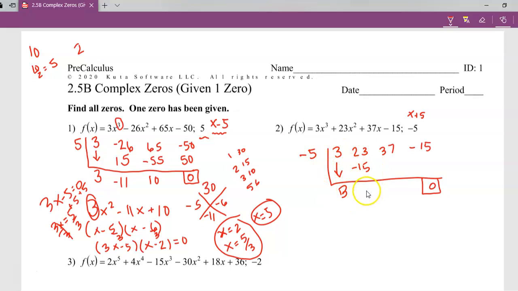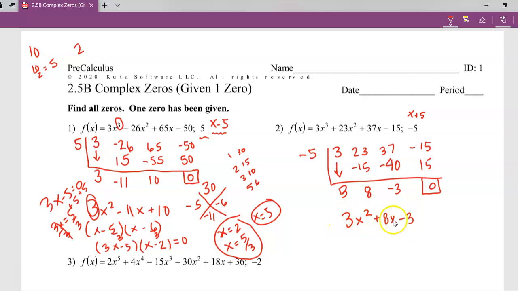23 minus 15 would be 8. 8 and -5 would give me -40. 37 minus 40 is -3, and -5 times -3 is +15. So remember, go down 1 degree, so this would be 3x squared plus 8x minus 3. Now we're going to x factor.